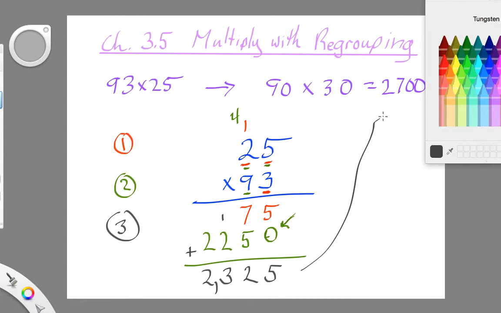And that's a little smaller than our estimate, but I rounded all the way up from 25 to 30. So I would expect my estimate to be a little bit bigger because I rounded up farther than I rounded down. And anyway, that's how you do it.